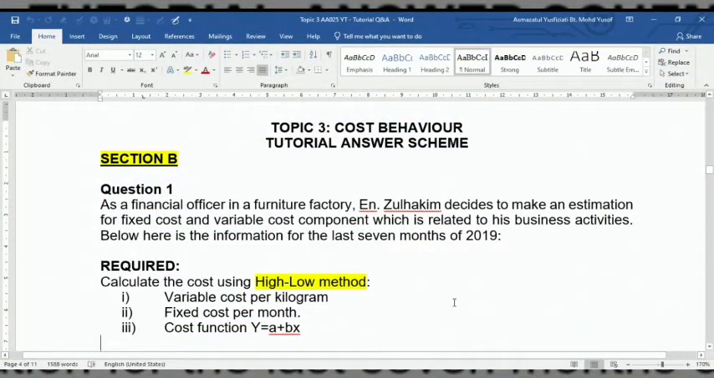Okay, now we look at question number 1. As a financial officer in the furniture factory, Encik Zul Hakim decided to make an estimation for fixed cost and variable cost components which are related to his business activity. Below is the information for the last 7 months of 2019. Required: calculate the cost using the high-low method for variable cost, fixed cost, and cost function.